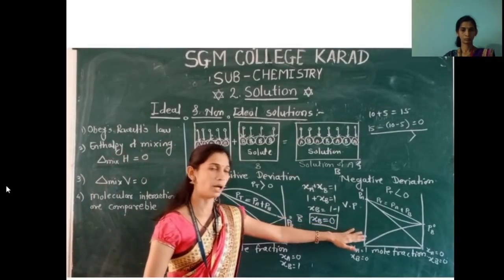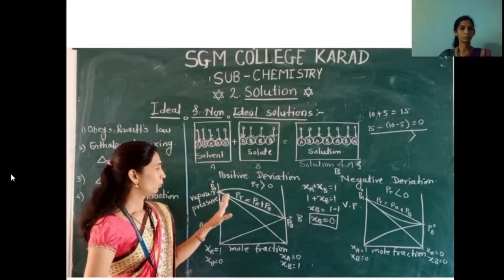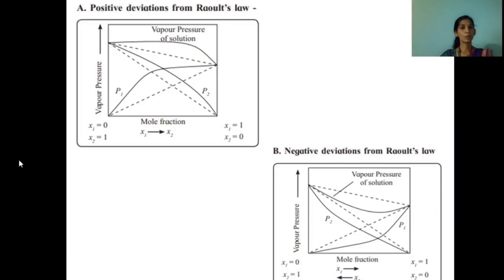These two graphs are most important. For a positive deviation, how the graph is plotted, we discussed in the previous video. In our textbook, PA is written as P1, that means pressure for the first solution, and pressure for the second solution is P2. We get the positive deviation here, while here we are getting a negative deviation. Both graphs are most important.